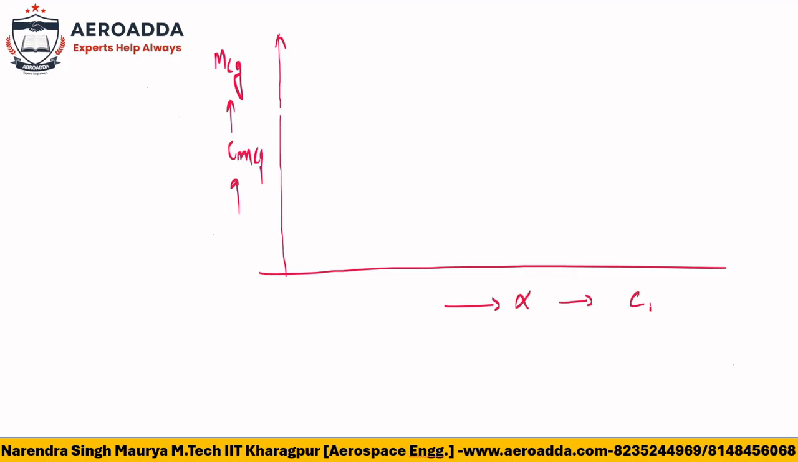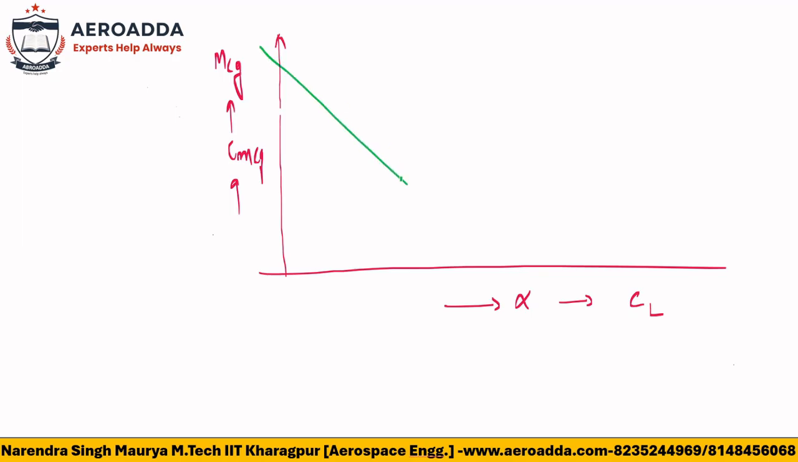As I have told you, alpha can also be taken as CL, because CL is equal to 2 pi alpha. Last class I had shown you. So CL is always directly proportional to alpha. Any parameter which is changing with respect to CL will obviously also be changing with respect to alpha. That's the meaning here.